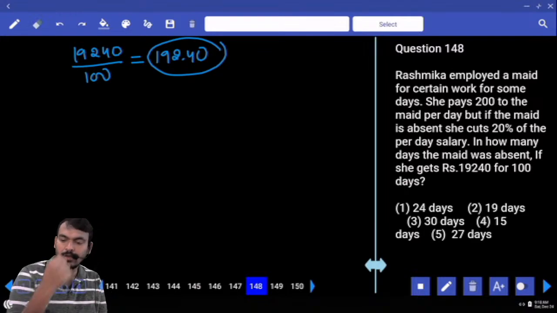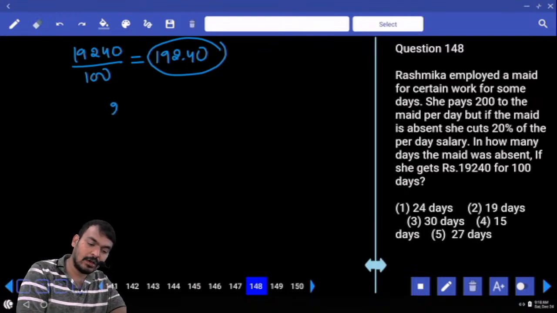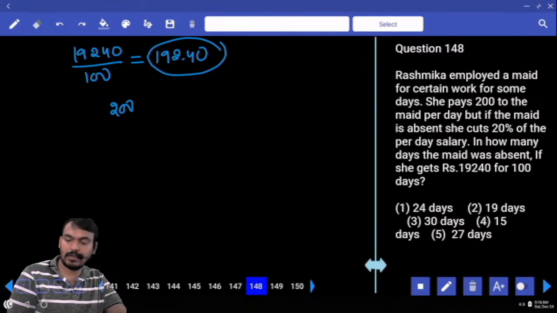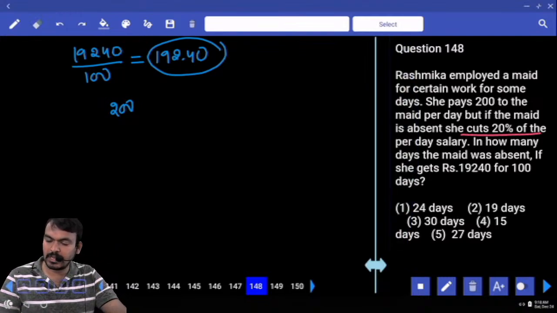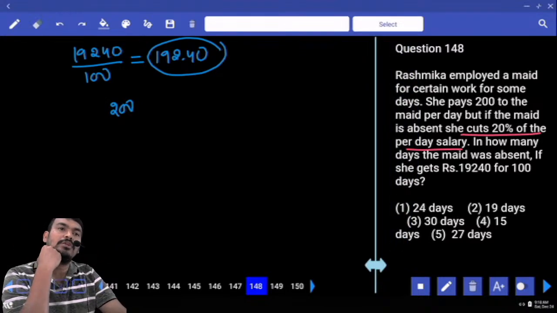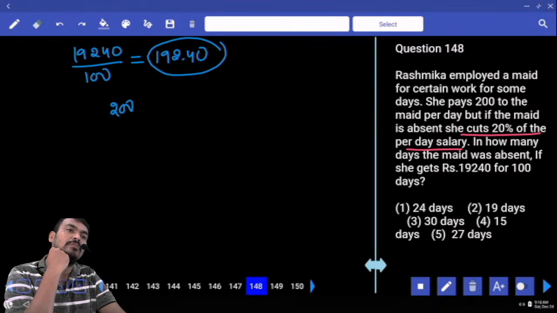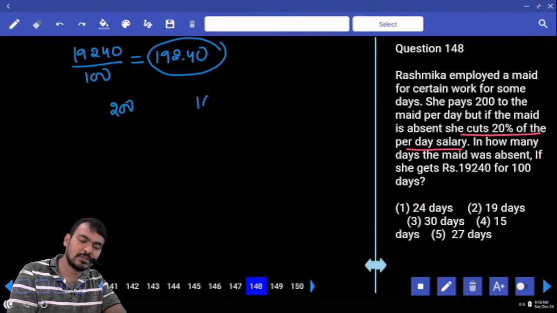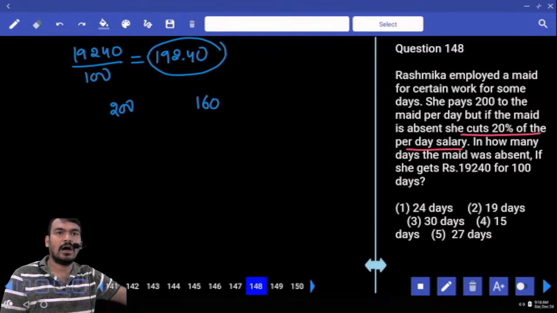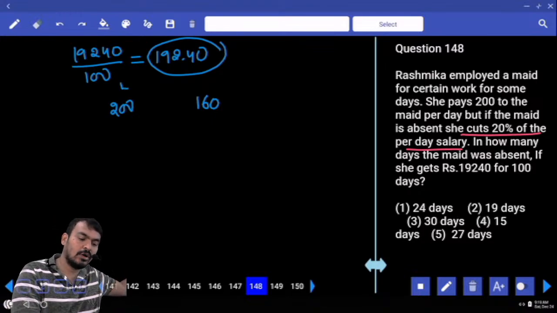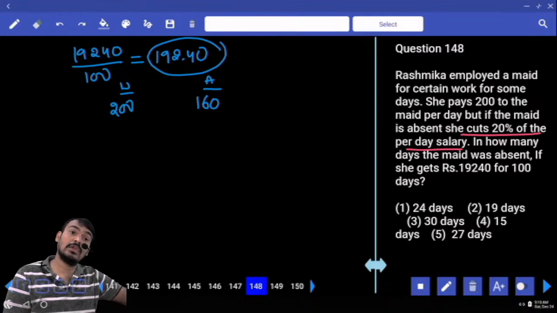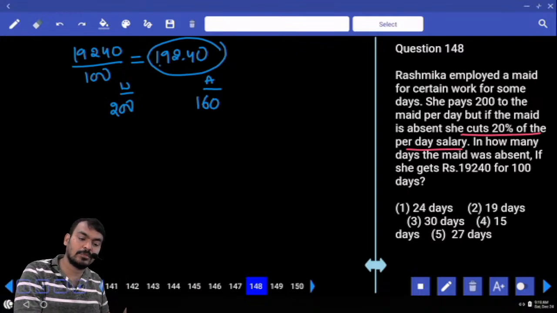Per day. If she worked per day, how many rupees is she getting? 200. But on absent days, how much percent is cut? 20%. What is 20% of 200? 40. Means out of 200, 40 rupees are cut. How many rupees does she receive? 160. On a working day, 200. On an absent day, 160. But for the working and absent combination, how many rupees are received?